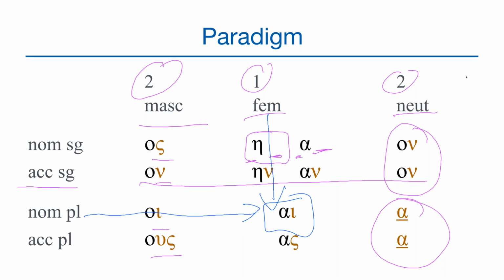So what did I say? You need to know case, you need to know number, you need to know gender. So if something has this alpha iota ending, you know that it is nominative, plural, feminine. Okay, case, number, gender. Does that make sense to everyone?